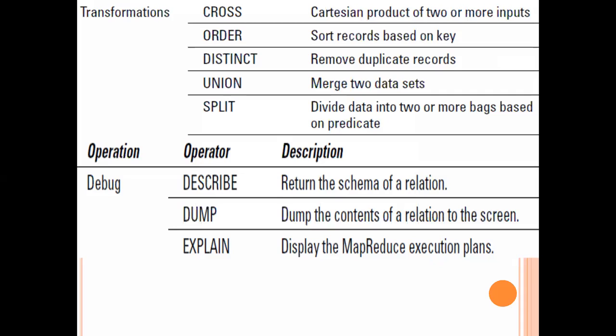Then order. Sorting records based upon the key, which is a unique value, so based upon the key value we sort the records. Distinct means removing the duplicate records; only one should be kept. Then union: merge two data sets, combine. Then split: divide the data into two or more bags based upon a predicate.